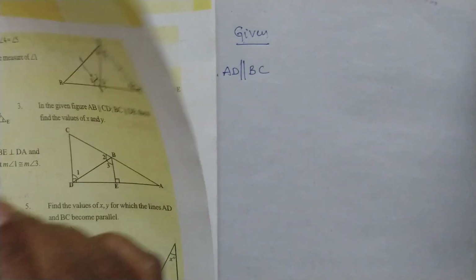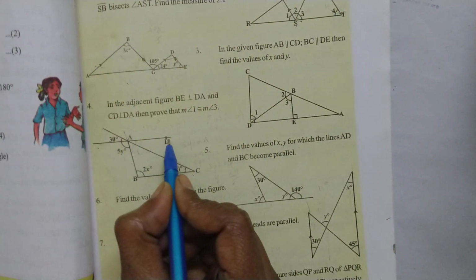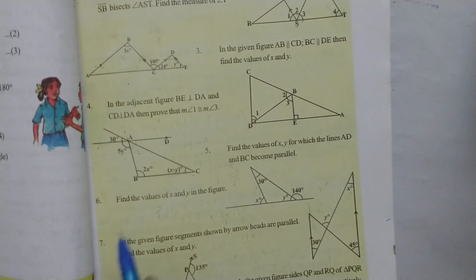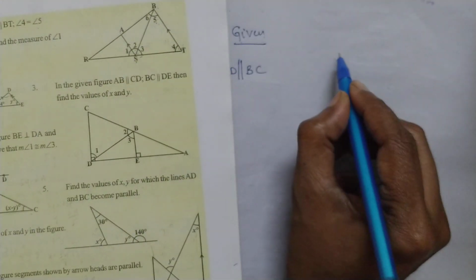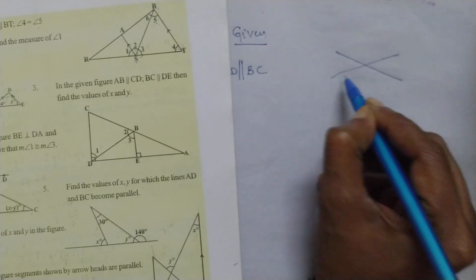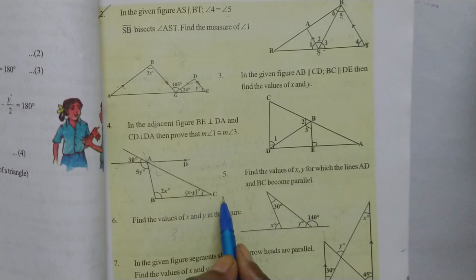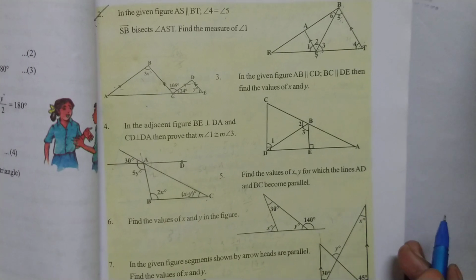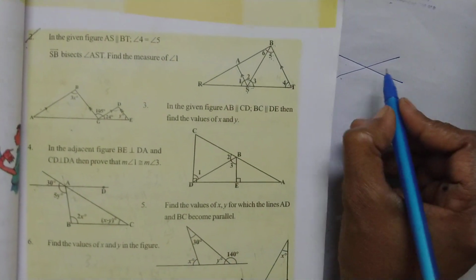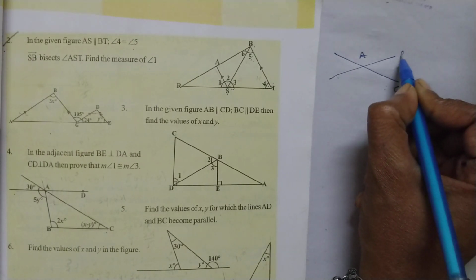And one more thing: if you observe here, two lines are intersecting. The AC line and the AD line are intersecting each other.